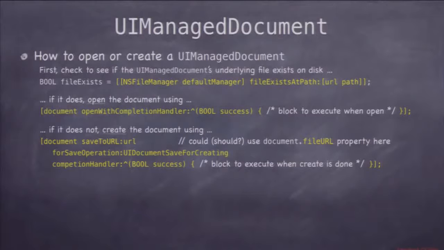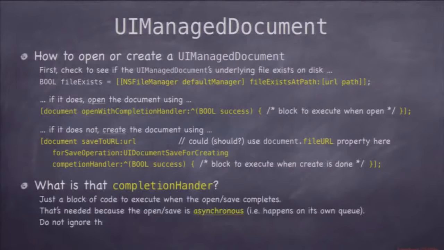Completion handler. Okay? What's that completion handler business all about? Why do these open and save and create methods have it? It says save to URL, but really it's create at URL. Why do they have this completion handler? Well, it's because these are asynchronous. These two methods, open and create, basically, are asynchronous.